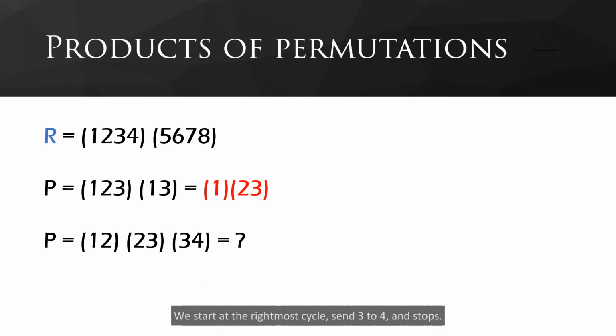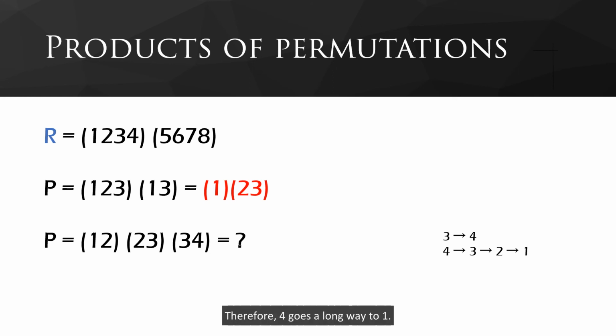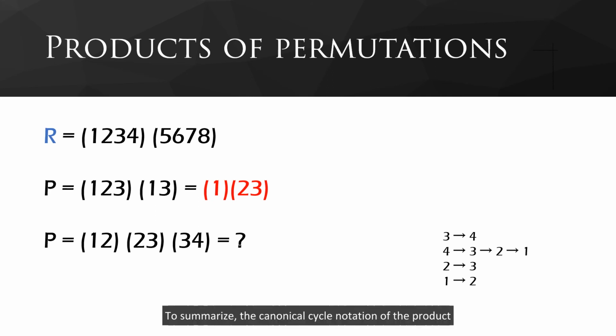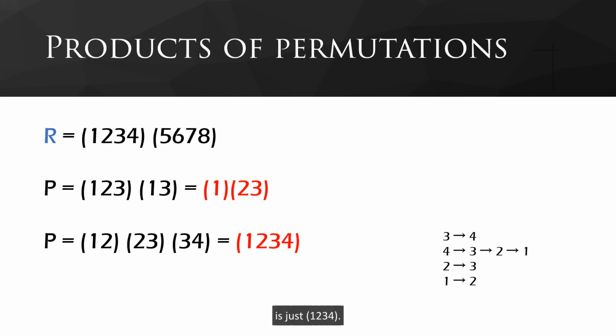And let's look at one more example, and consider the product (1 2)(2 3)(3 4). We start at the rightmost cycle and send 3 to 4, and stop. Next, we send 4 to 3, and go back one cycle and send 3 to 2, and go back one cycle to send 2 to 1. And therefore, 4 goes a long way to 1. There we are done with the rightmost cycle. Now we move to the middle cycle and send 2 to 3, and then we move to the first cycle and send 1 to 2. To summarize, the canonical cycle notation of the product is just (1 2 3 4).